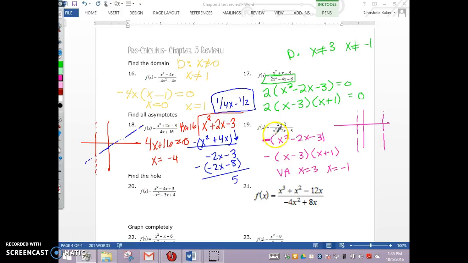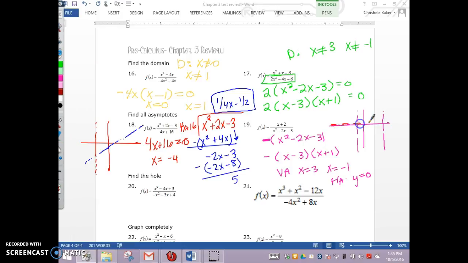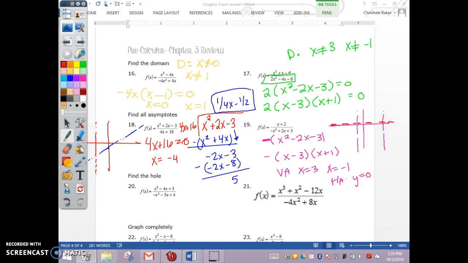Since my denominator is bigger than my numerator, my horizontal asymptote is just at 0. Switch colors for that. So I probably have 3 pieces to my graph here. Okay, find the hole.